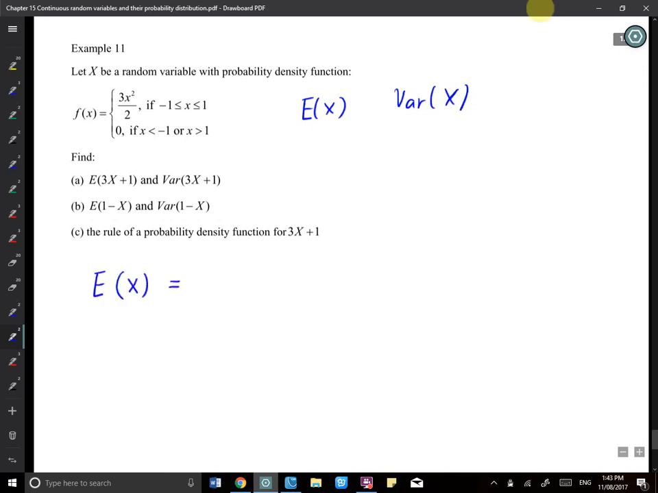Expected x equals the integral from negative 1 to 1 of x times 3 over 2 x squared dx. That is 3 on 8, x to the power 4, from negative 1 to 1.